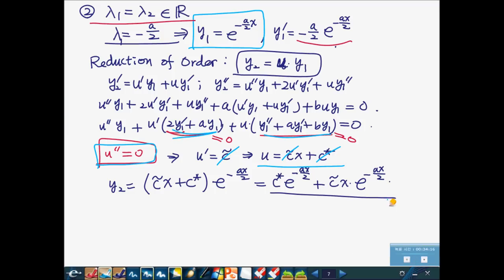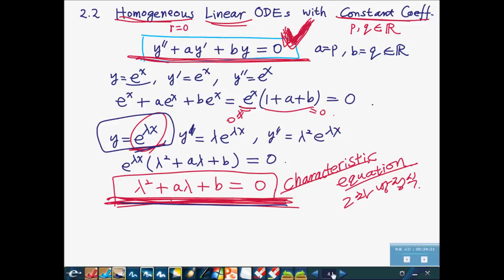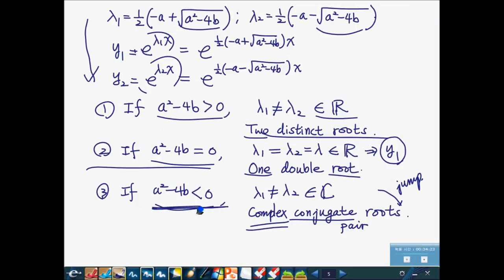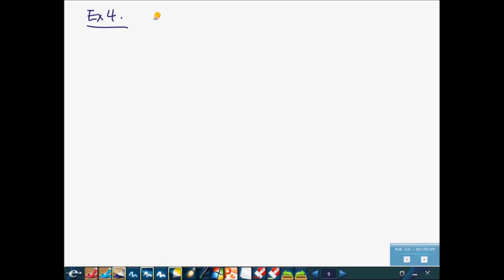Okay, so I'm going to explain the third case. Third case, which is this. When the inside of the square root is negative, this is less than 0, then we're going to get complex numbers, definitely. Example 4, it's quite straightforward too. y double prime plus y prime plus 0.25 y is 0. Okay? If you get it, the next time you don't have to do this all the time.